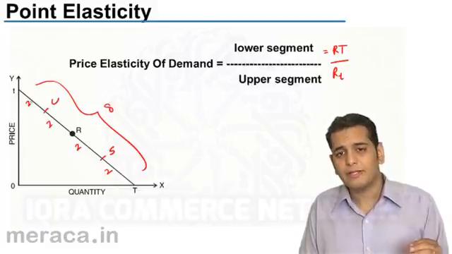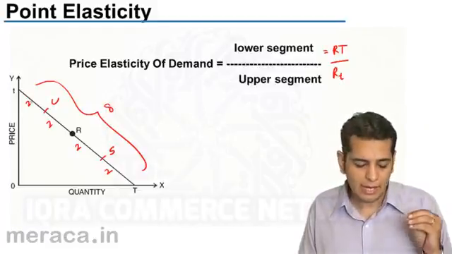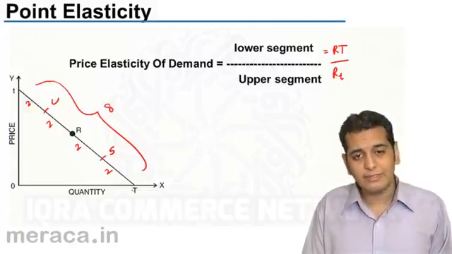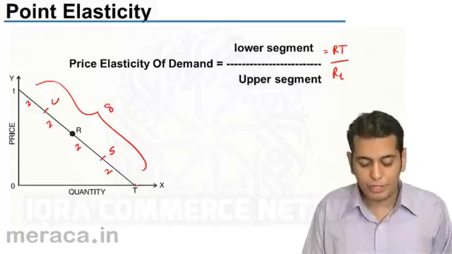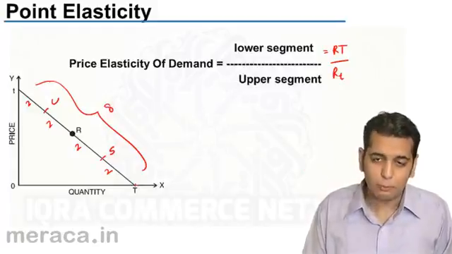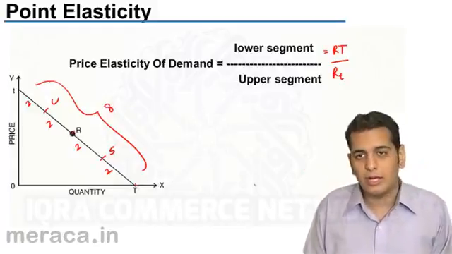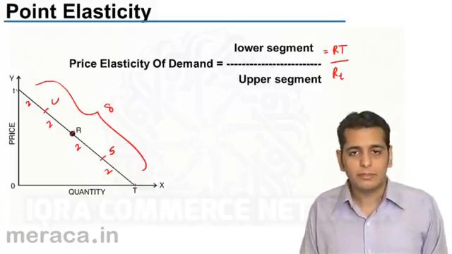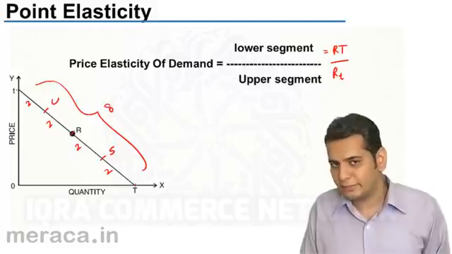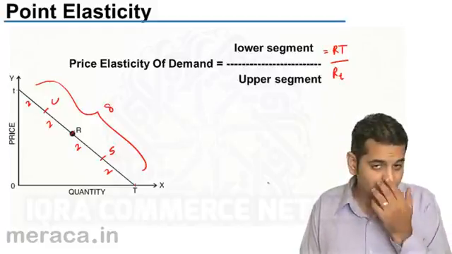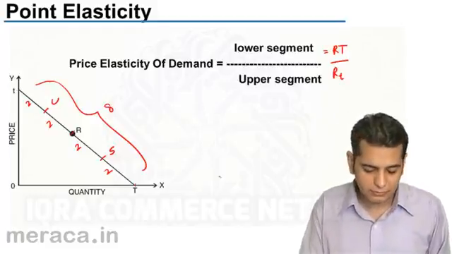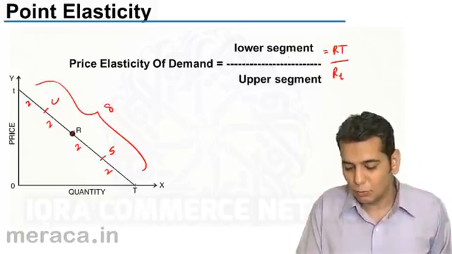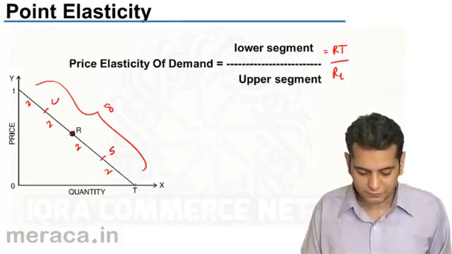Now we can find the elasticity at these points on the demand curve. You can find the elasticity at point capital T, or at point S, or at point R, or at point U, or at point small t. You can find elasticity at any of these points. How do we find it? It's by this formula. Lower segment upon upper segment.